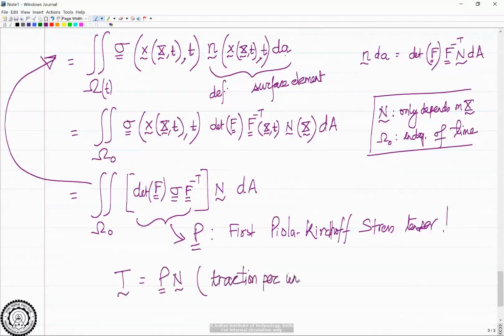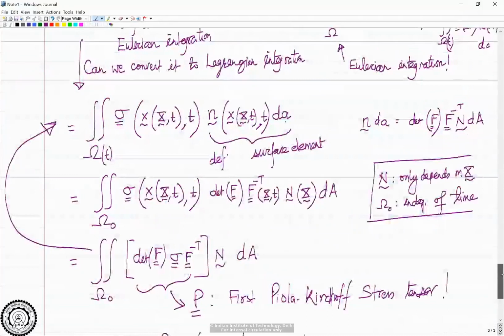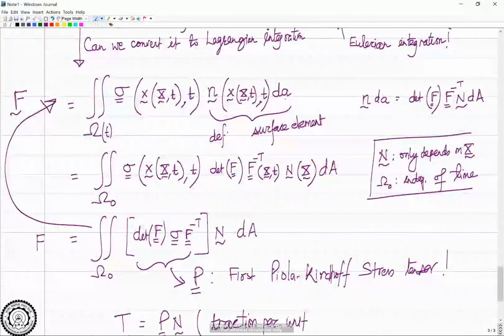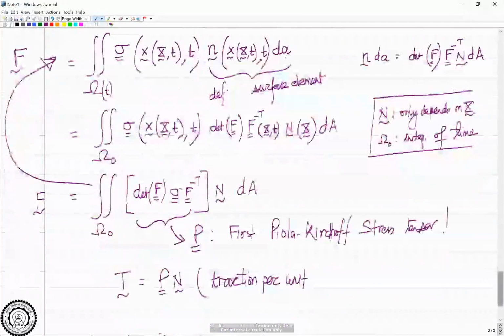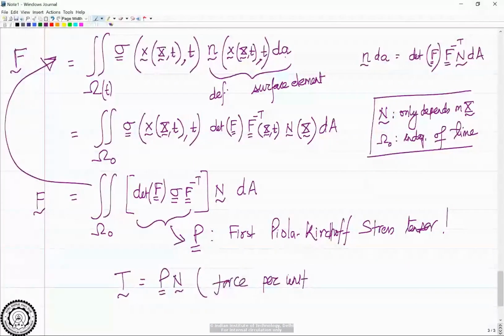per unit undeformed area. Because you see, this big T has to be multiplied with dA, capital A, to get the total force. See, both are the expression of the same total force, big F. This is also the same total force, and this is also the same total force, but in two different domains. Okay, so big T is P into capital N, that is traction, sorry, this is force per unit, not traction per unit. So it is traction, but it is force per unit undeformed area.